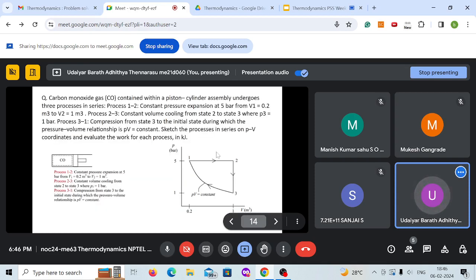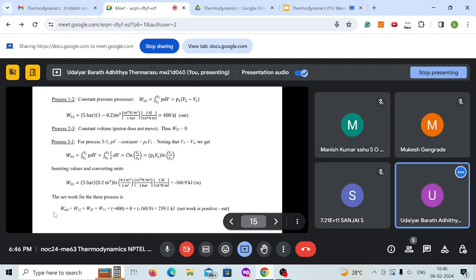Because if you see, 1 to 2 you are getting work and 3 to 1 you are rejecting, so 3 to 1 is the area under the curve which is getting subtracted from the area of 1 to 2. So the area enclosed by these 3 curves is what will be the net work, W net. Okay, is it clear? Any doubts? Okay.